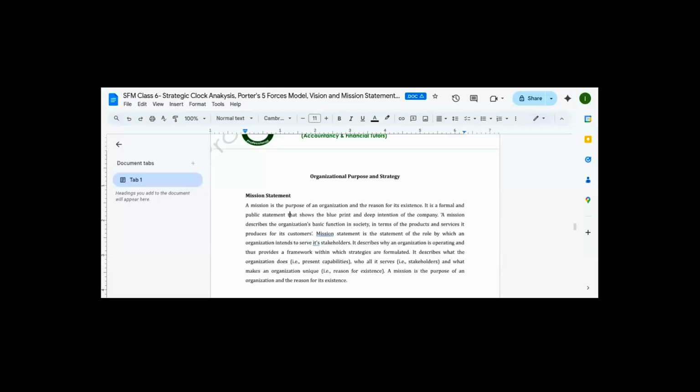Apart from being a public statement, it shows the blueprint and deep intention of the company. The blueprint, what the company stands for, their deep intention, how they intend to operate and impact the life of the society, the stakeholders, and their customers. A mission statement describes the organization's basic function in the society. That basic function will be known in terms of the products and services that they want to offer to the customers.